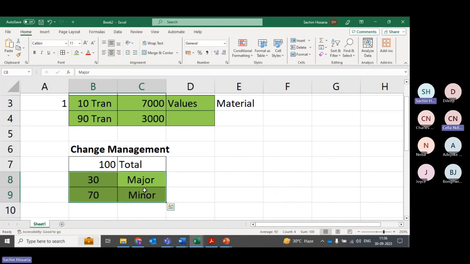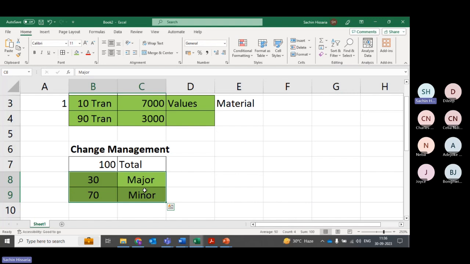I think I'll select from the major changes, from the 30, because it has major changes that could impact the organization positively.